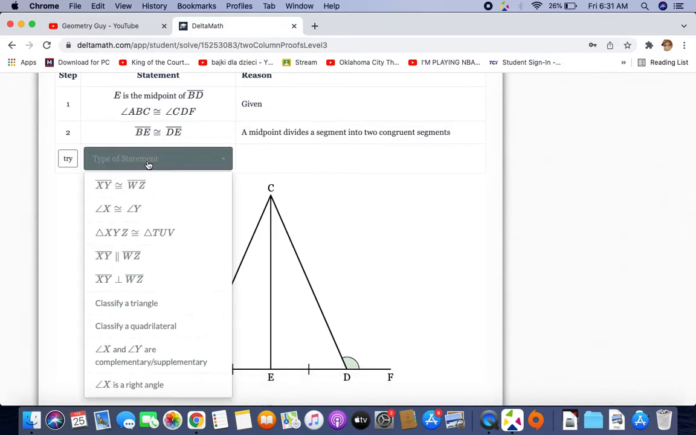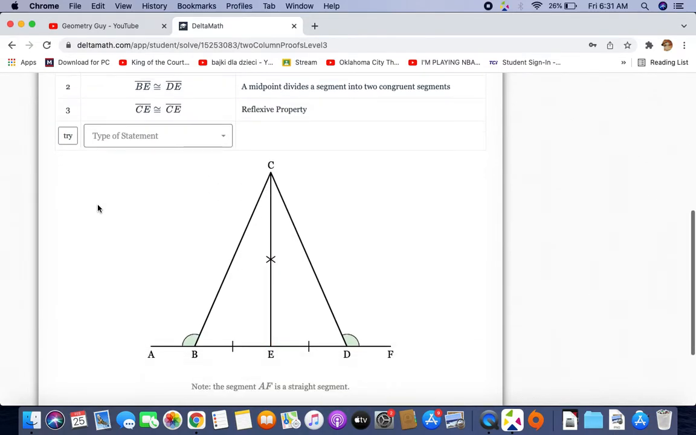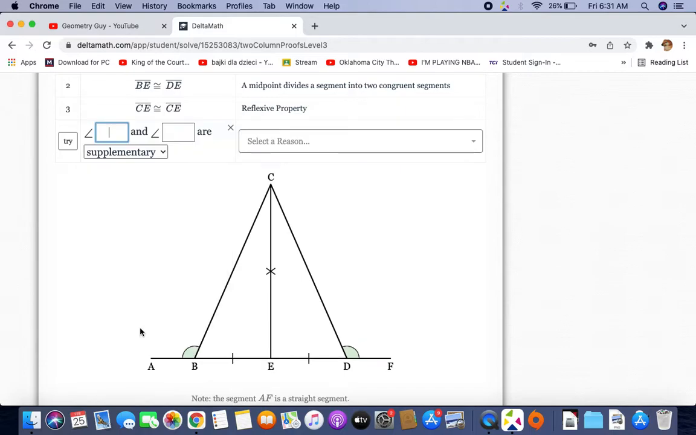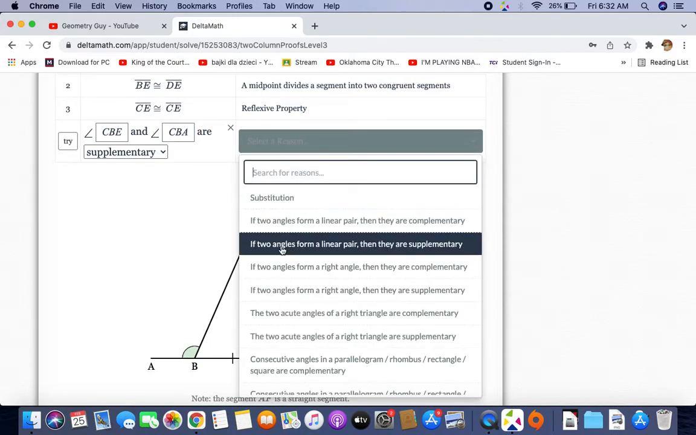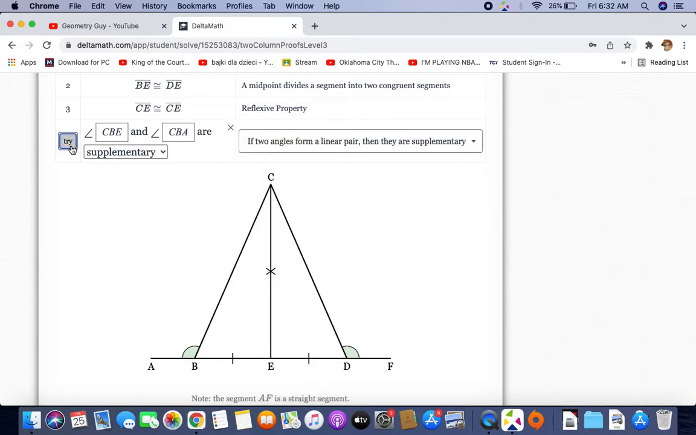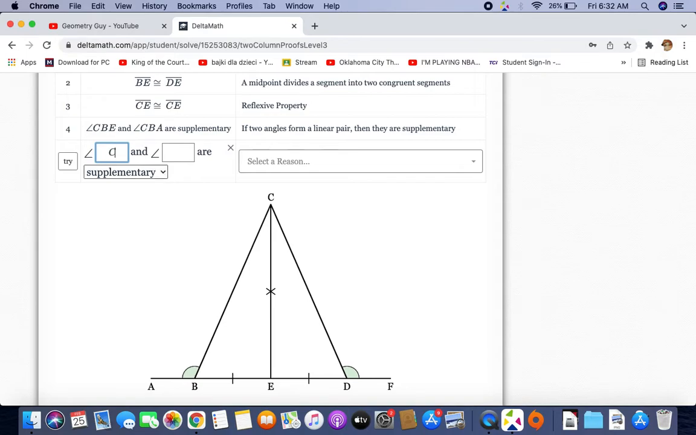We can also say that CE is congruent to itself because of the reflexive property. We can also say that CBE and CBA are supplementary to each other because if two angles form a linear pair, then they are supplementary. We can say the same thing about CDE and CDF.